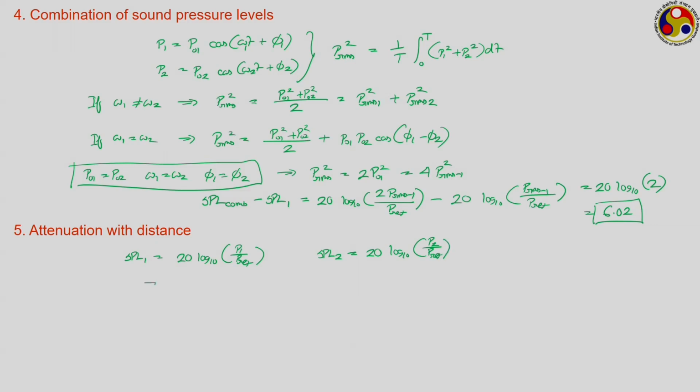So, if we combine these two, SPL 2 minus SPL 1, then we have 20 log 10 P 2 upon P 1. Oh, sorry, I had written P 1 upon P 2, but it should become P 2 upon P 1, and from there we can get an idea about the attenuation that is happening between locations 1 and 2. So, these are the common parameters that we generally use associated with the measurement of sounds, the sound pressure level being the most important one.